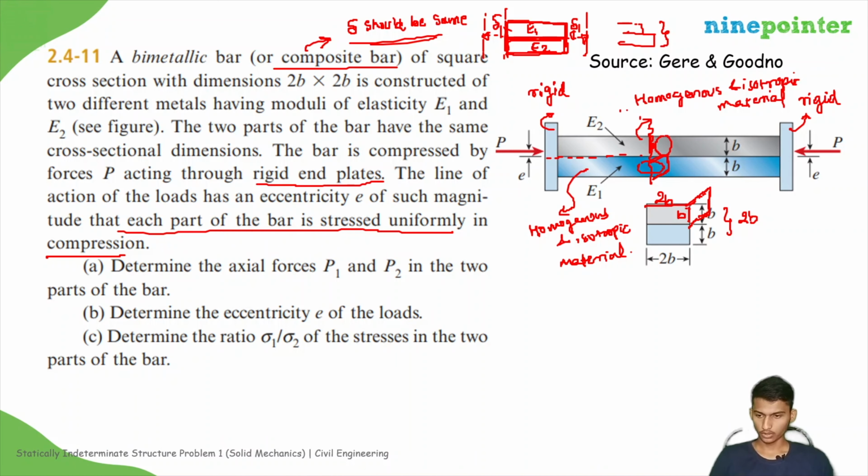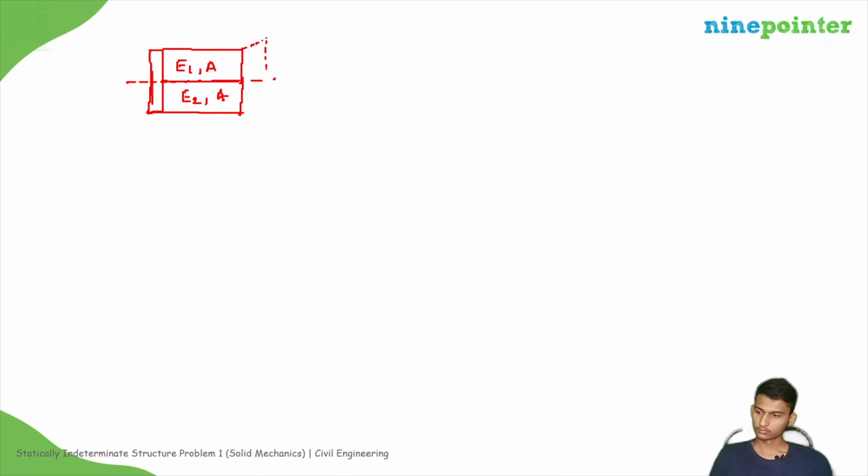So suppose you cut over here and you take that portion off. So this is the rigid plate and this is the center line. There are two bars, E1 comma A. Area of cross section is same for both. So this is E1, E2 comma A. Okay. So they said that this cross section entirely has one uniform stress distribution, right? So it should pass through the centroid of this cross section. So let us assume that it is compressive.